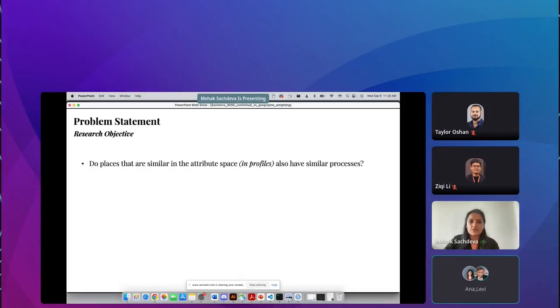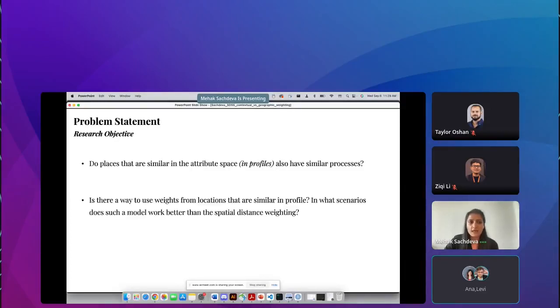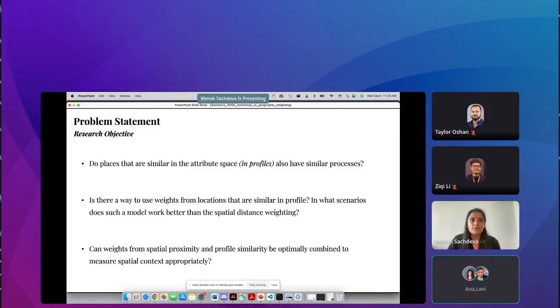So the objective of this research basically asks the following questions. Do places that are similar in the attribute space also have similar processes? And if so, is there a way to use weights from locations that are similar in this attribute space, the X space that we are talking about? And in what scenarios would such a model work better than using the spatial distance weighting, which basically takes into consideration the geographic proximity? And ideally, can there be a scenario where we can combine spatial proximity and profile similarity weights to gather as much information as possible from the known phenomena to understand the processes that might be affecting it?